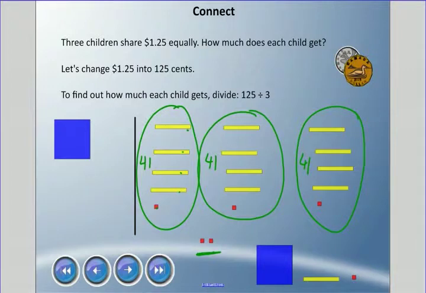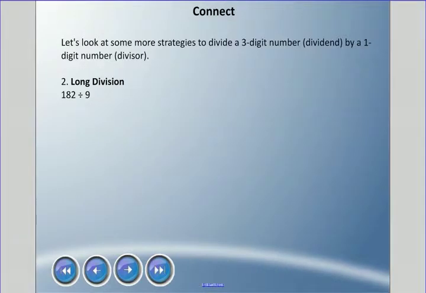So the answer here is they're each going to receive 41 cents, or I could write it like this. And there's a remainder of 2. That means 2 pennies. We can't divide it. It just gets left over. There's nothing to do with that. So remainder 2, we say. And we use the letter R to indicate remainder. What's left over that we couldn't divide.